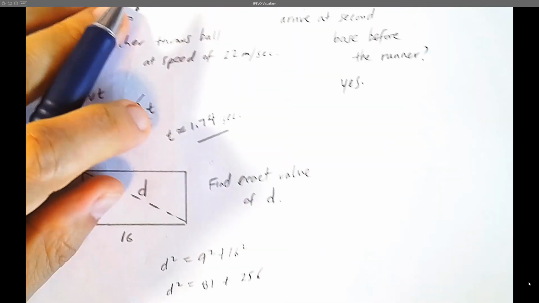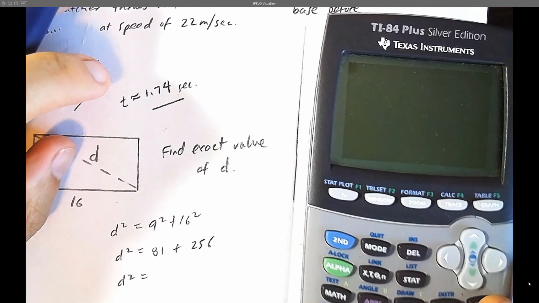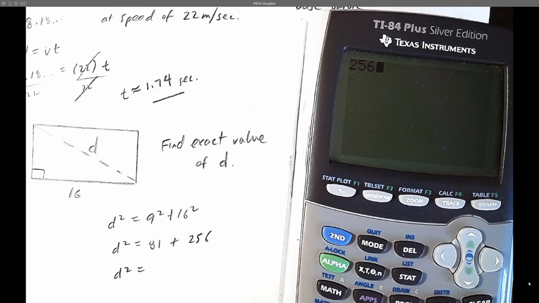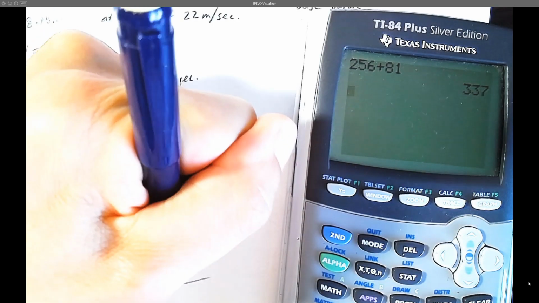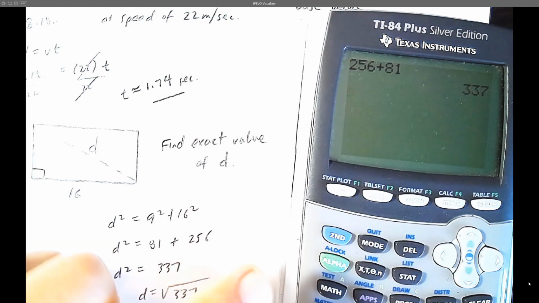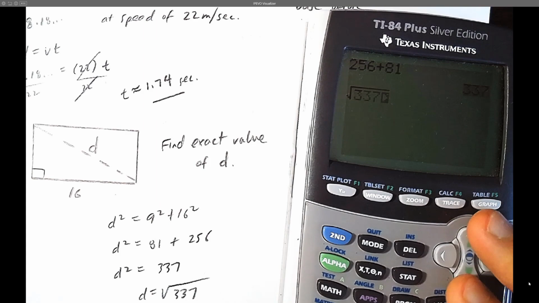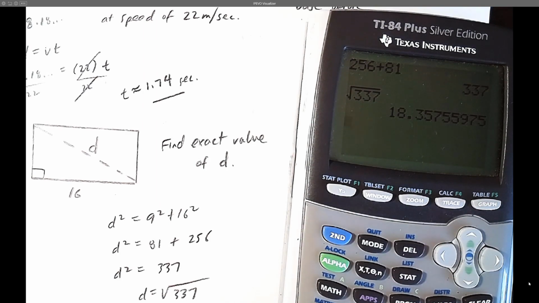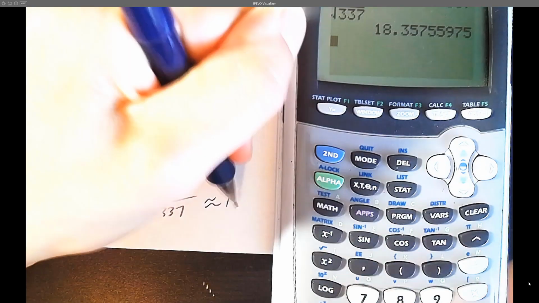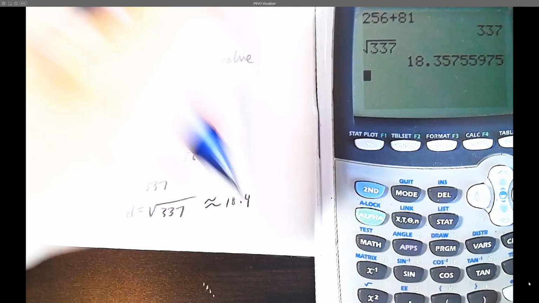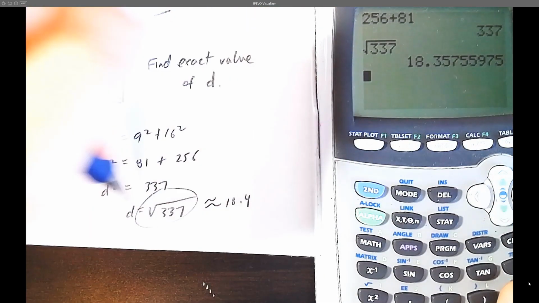And then this is where you can just add carefully. 256 plus 81 is 337, and so D equals root 337, which is probably some decimal answer, around 18.4, approximately 18.4-ish. So this is a preferred exact answer, root 337.